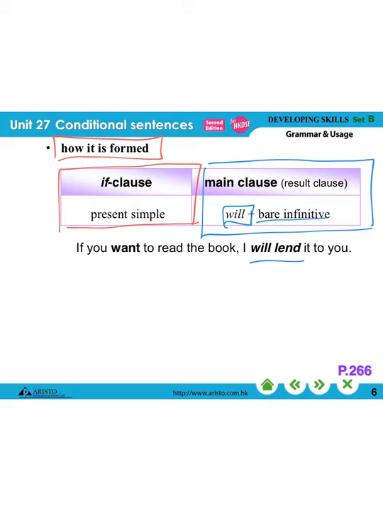If you really want to read the book, I will lend it to you. So very likely, I will do something like this, but I'm not 100% sure that I will lend it to you, and that's why we use type 1. And actually, type 1 is the most commonly used type of conditionals.